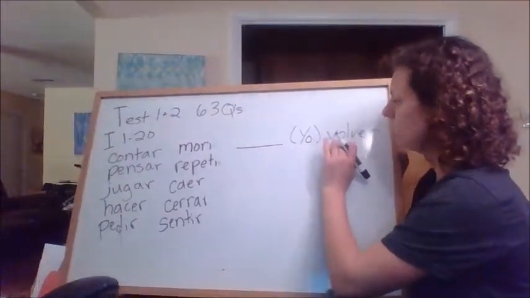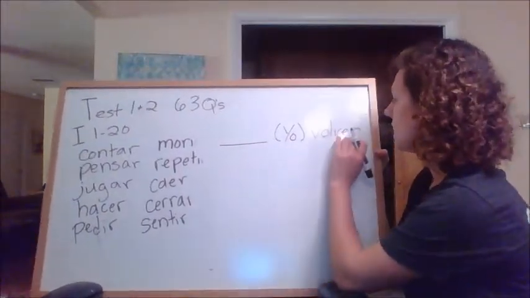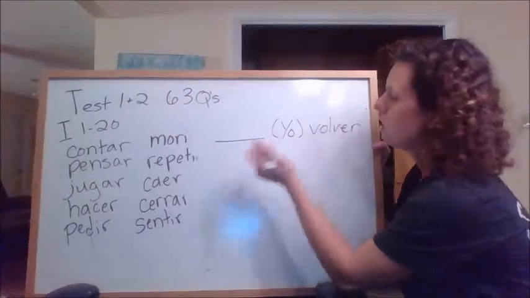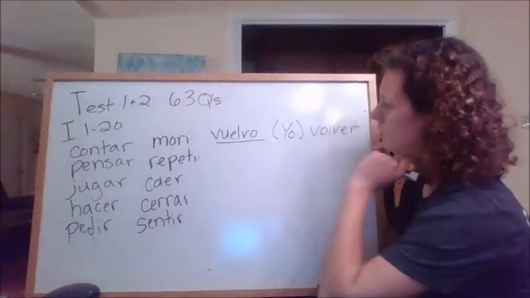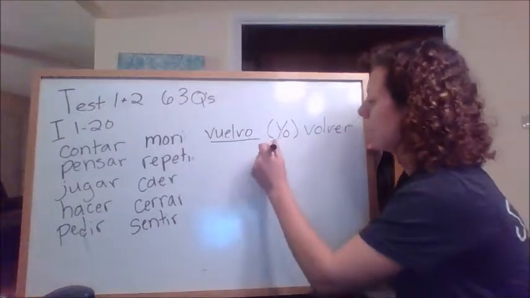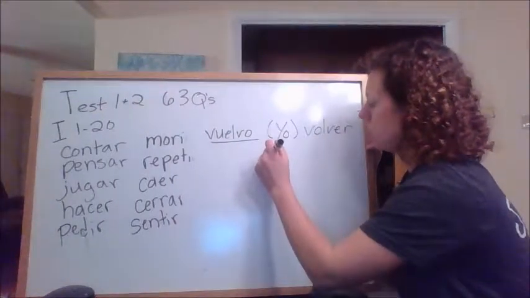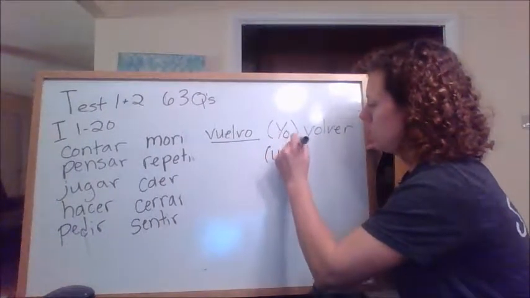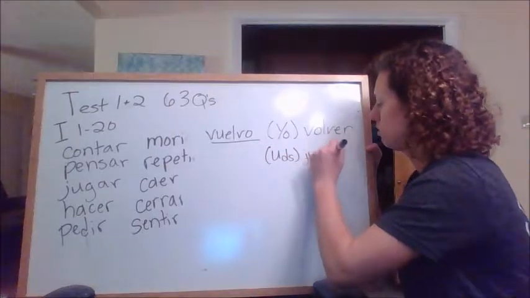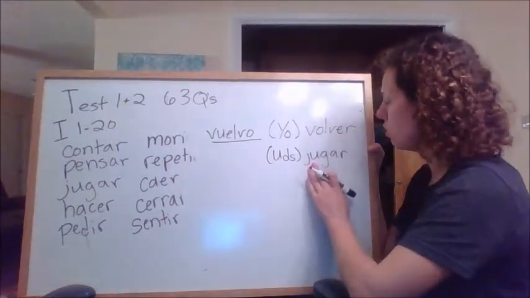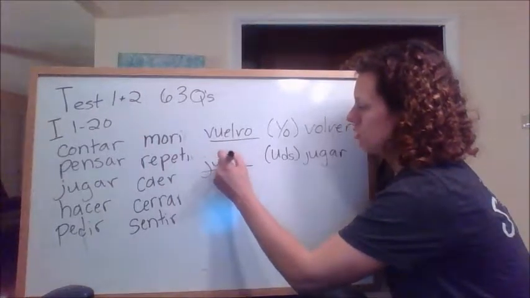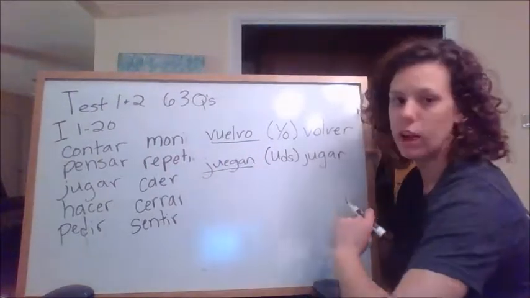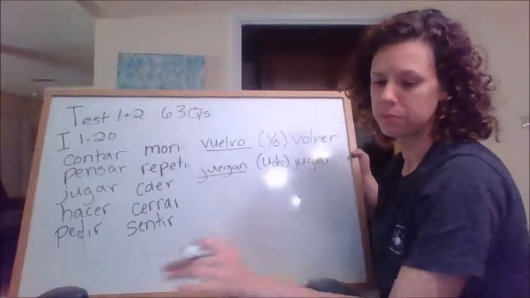So this is an O to UE stem changer, and the ending is going to be a regular ER. So it becomes vuelvo. Okay. Let's see, what about ustedes for jugar? U to UE, regular AR verb, so this becomes juegan. Okay, so that's how you do section 1.